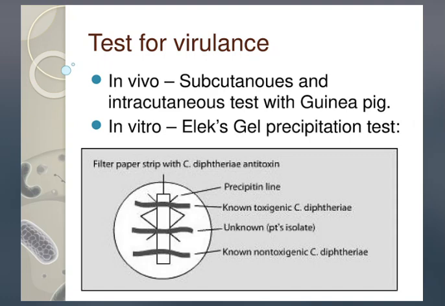Testing virulence involves both in vivo and in vitro methods. In vivo, guinea pigs are used for subcutaneous and intracutaneous tests to observe reactions. In vitro, the Elek gel precipitation test detects toxin production by placing antitoxin-impregnated filter paper on a gel with bacterial isolates. Precipitation lines form if the bacteria produce toxin, distinguishing toxigenic from non-toxigenic strains. This testing is vital for understanding the threat posed by specific isolates.